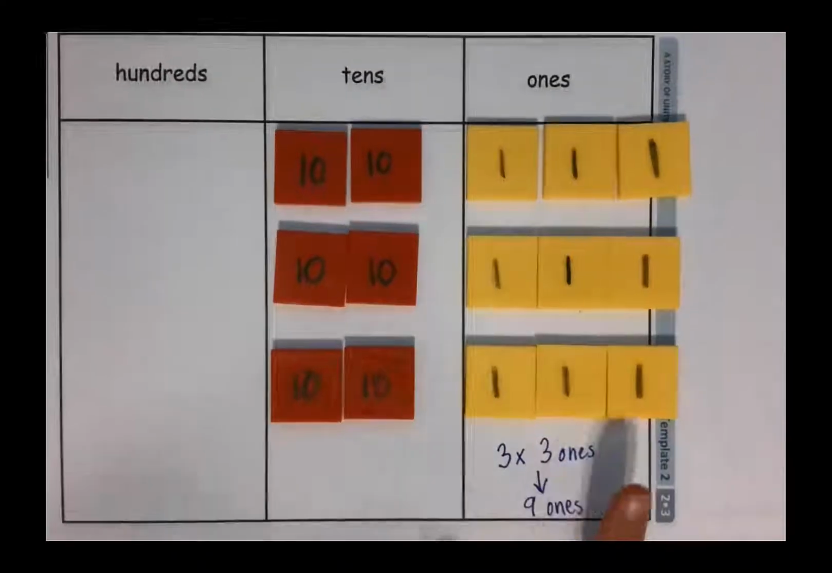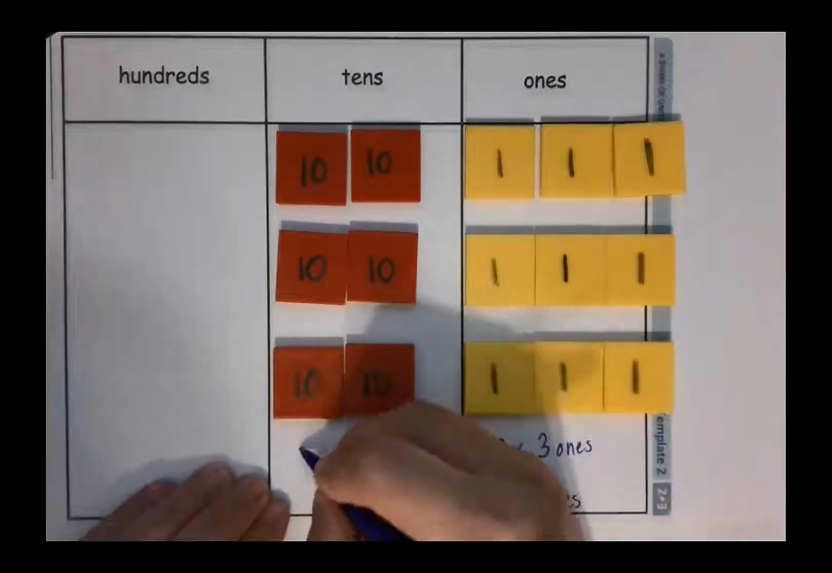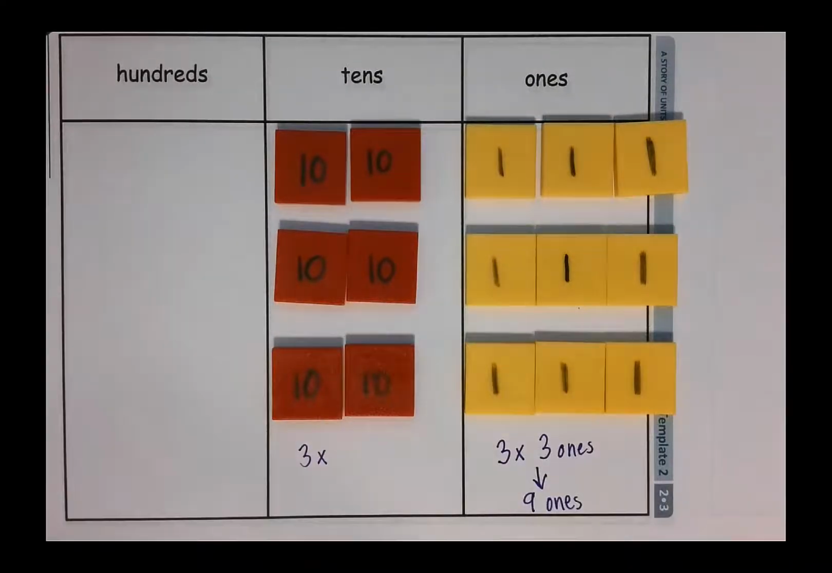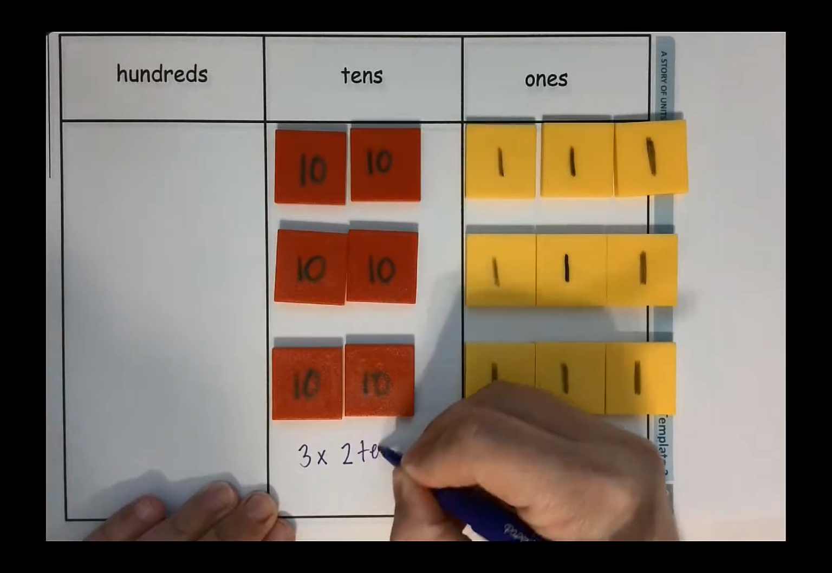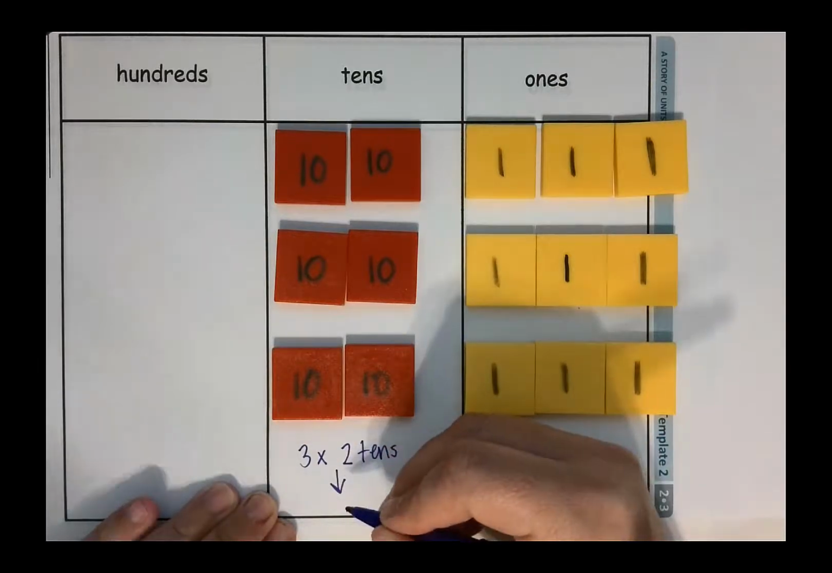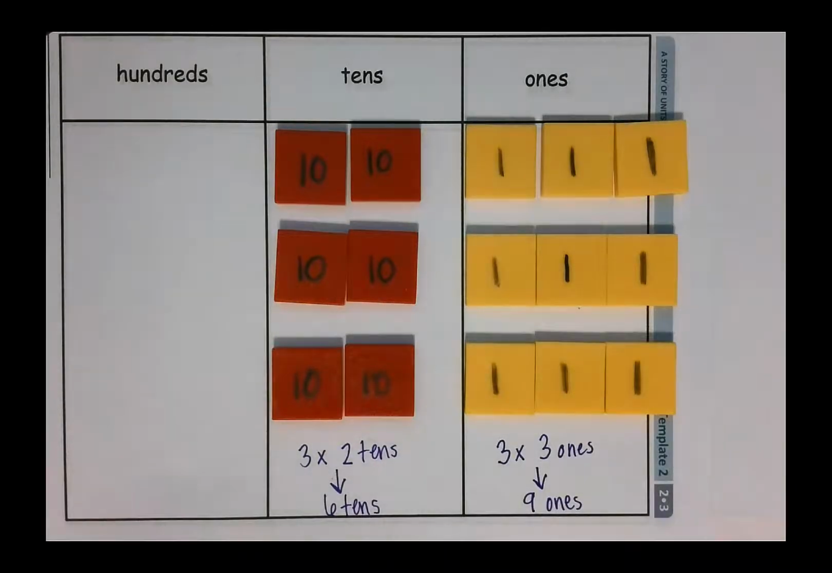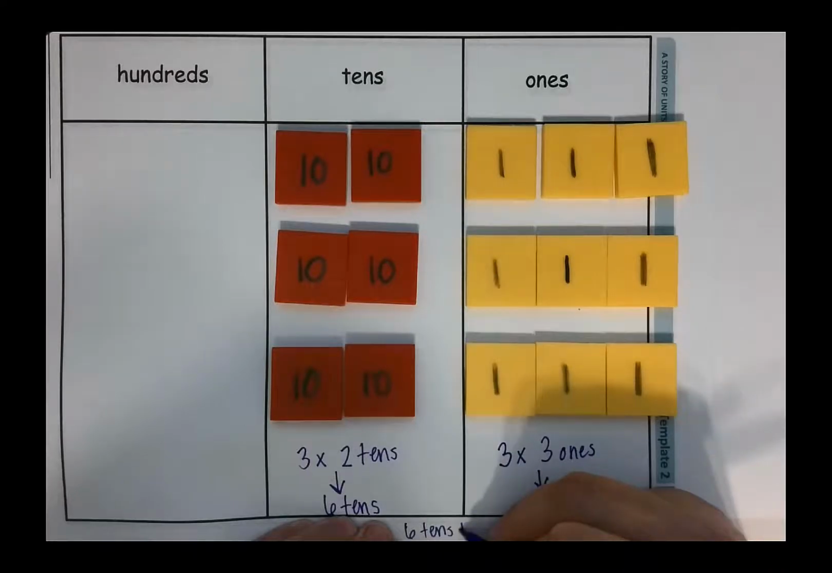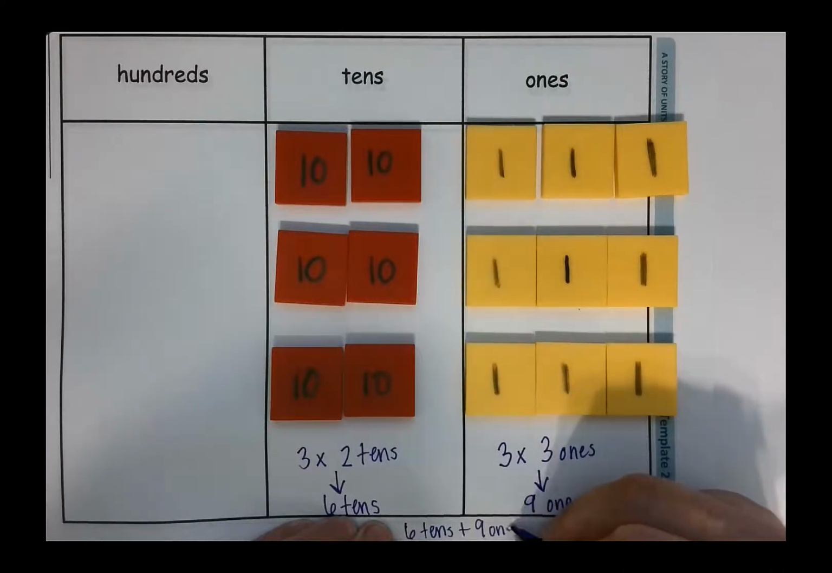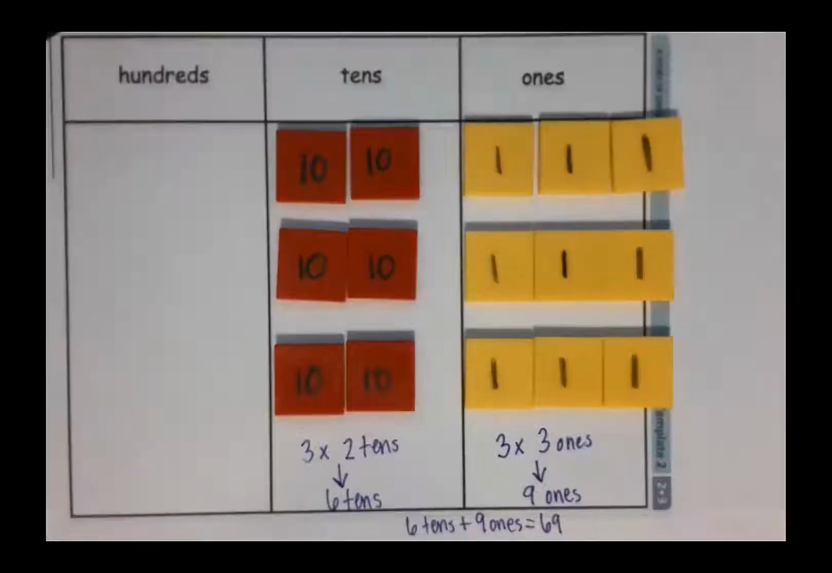Now I'm going to move from my ones place to my tens place. And again, I have 3 groups of, and in each group I have 2 10s, and that equals 6 10s. And if I were to add 6 10s plus 9 1s, I get 69.